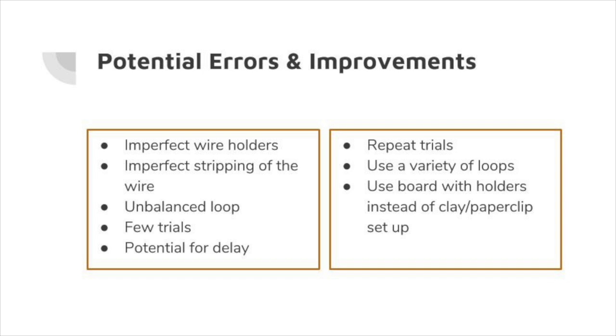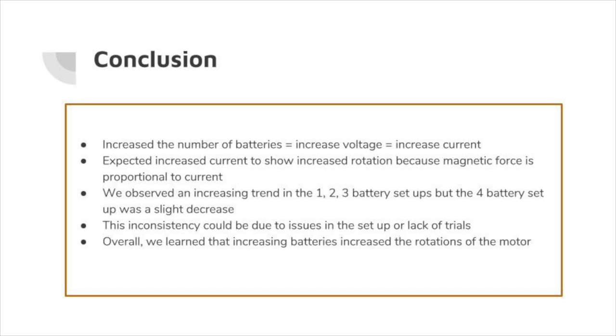Also, in switching from our battery to the next one, we decided to do it quickly, which could have affected the result. Another issue would be that we weren't able to use a board with holders, and instead used a clay paperclip setup. This would not have been able to make the loop completely flat and may have affected the magnetic field's angle.